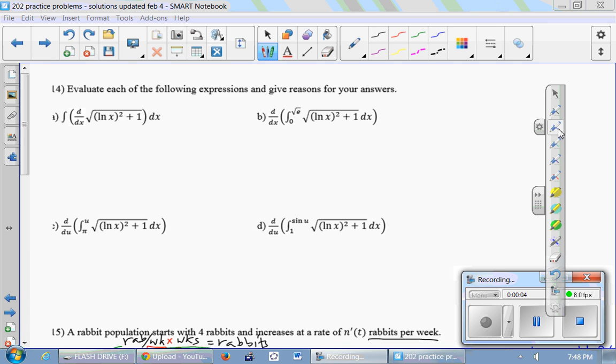Evaluate each of the following expressions and give reasons for your answers. A, integral of derivative of square root of ln of x squared plus 1 dx. Okay, so this is an easy problem if you know what you're doing, and quite painful, I guess, if you don't. So hopefully we know what we're doing.